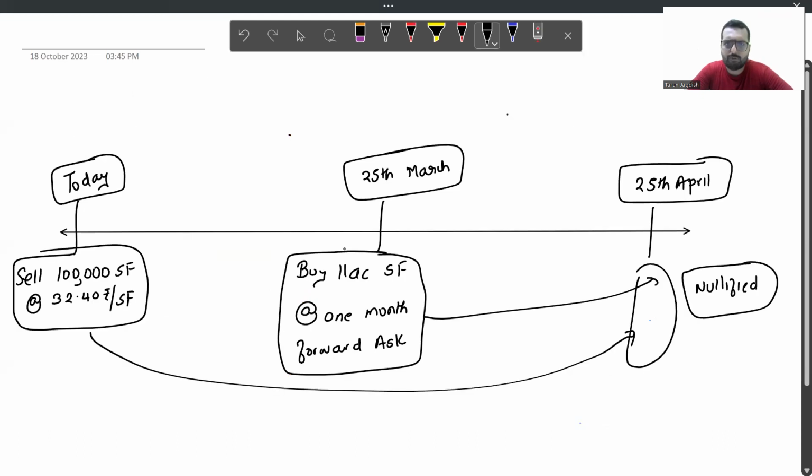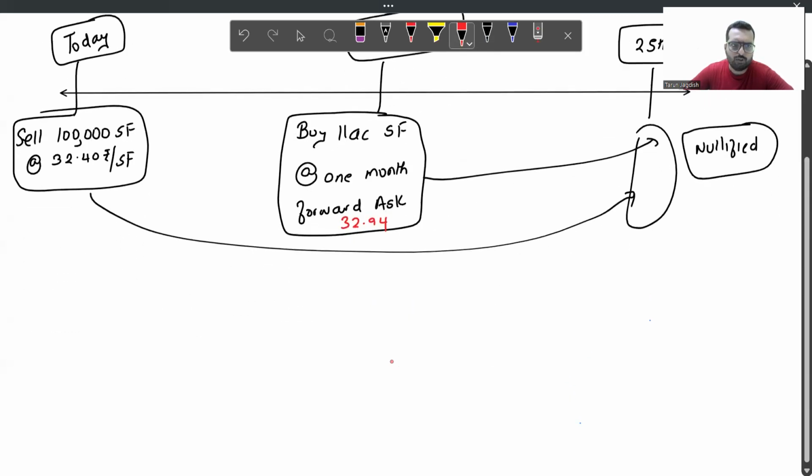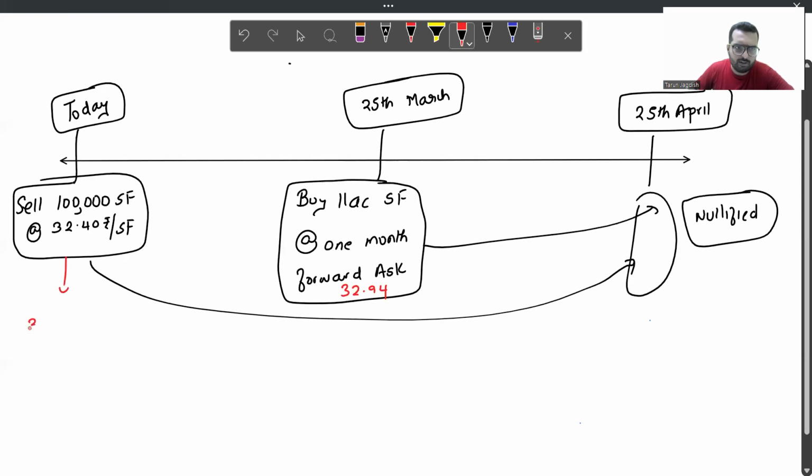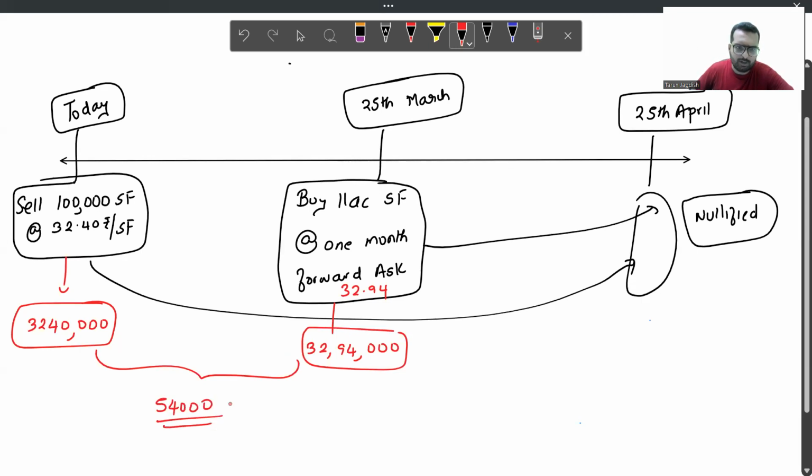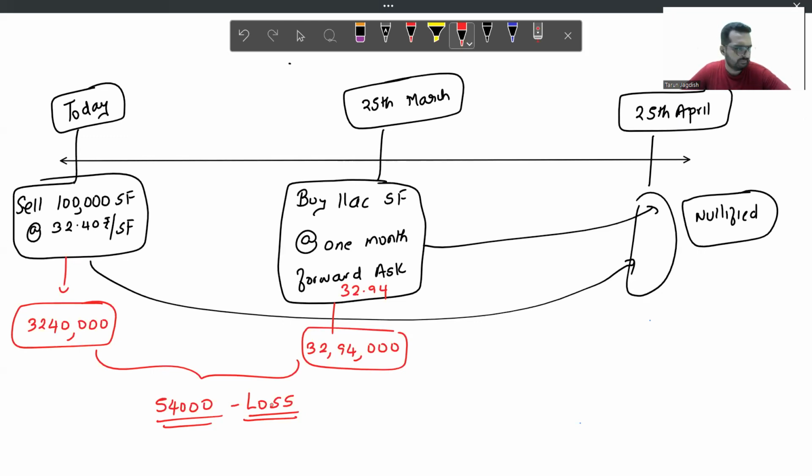You got 32.94. So I'll come back over here. So here, the rate at which you're going to take back is going to be 32.94. So what will happen is, here you have 32 lakh 40,000 and here you have 32 lakh 94,000. So what is the loss that you make over here? Do you make a loss of 54,000 on cancellation? Can you write down? We are done with this question.